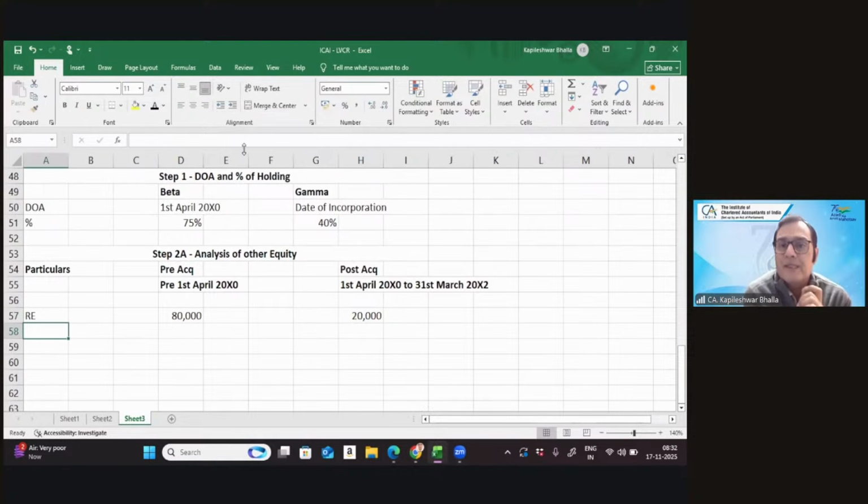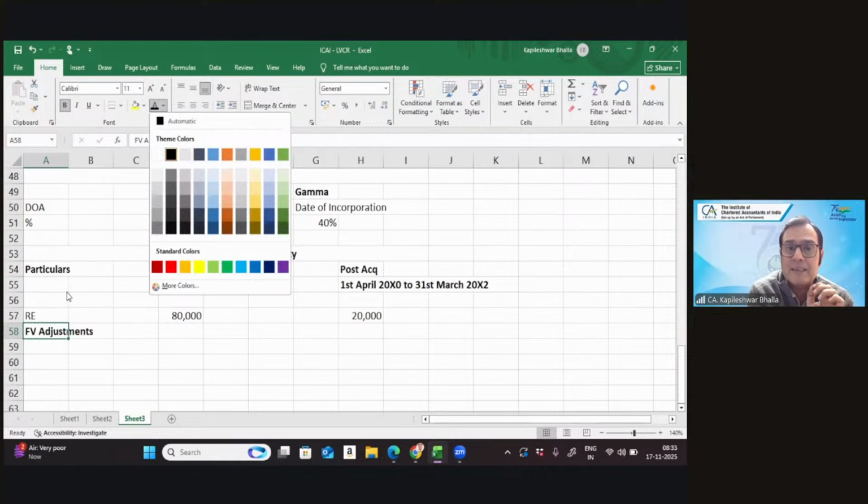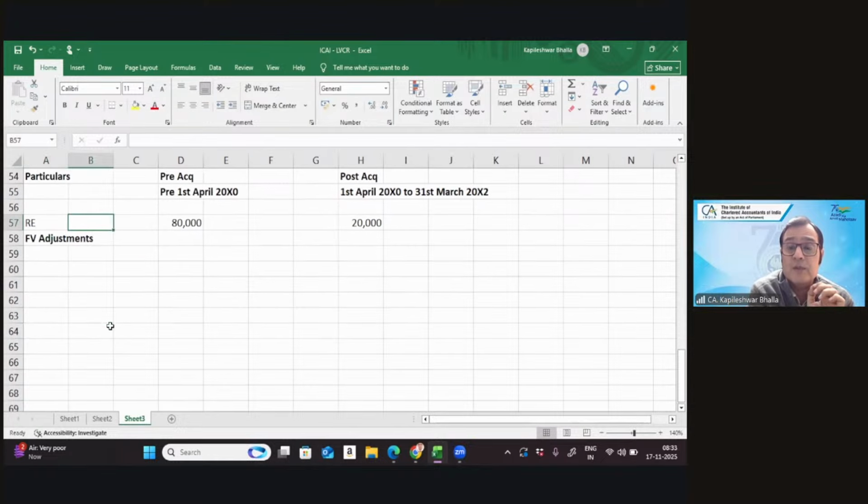Super. Then after this, we need to consider the fair value adjustments. Now this is interesting because we've got some deferred tax implications out here as well. So we need to be very careful now. Just watch this very carefully because these are the crucial points which we need to discuss. Let's go back.